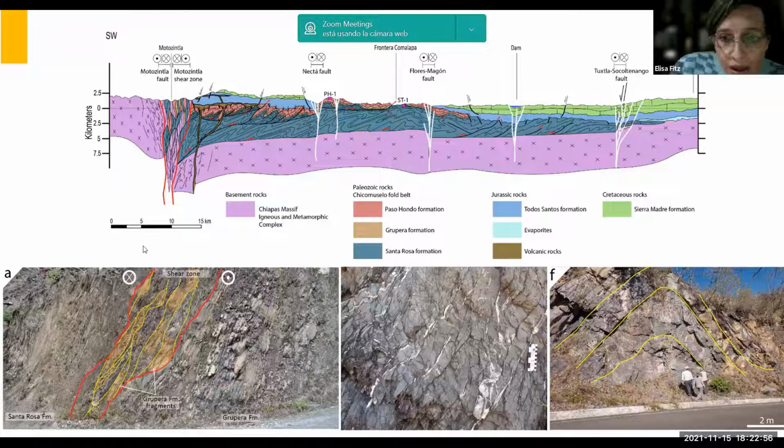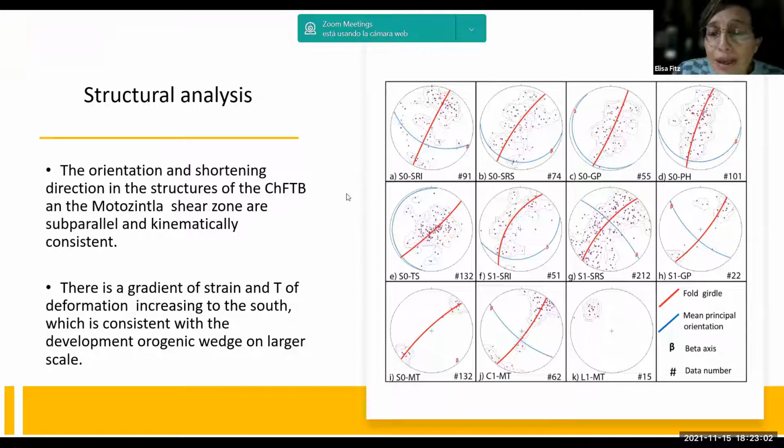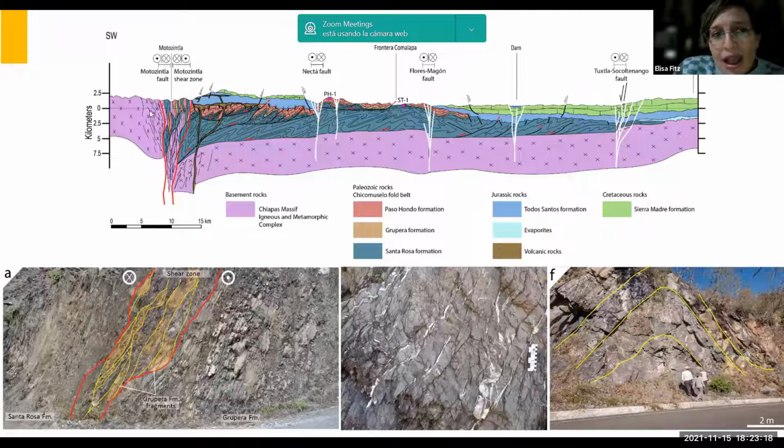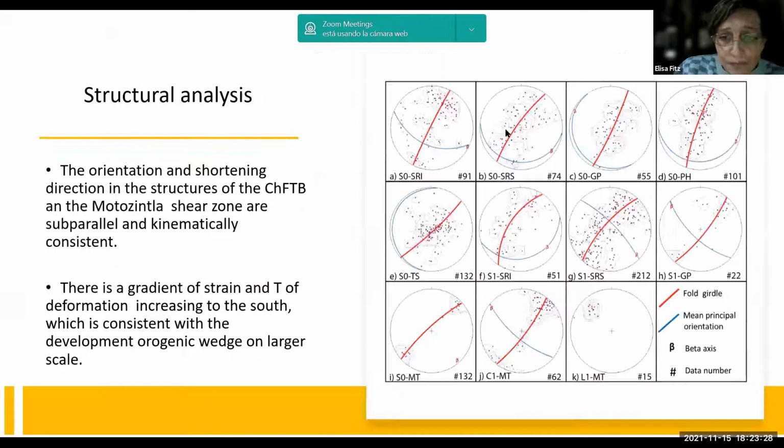So we carried that structural analysis to see if there was kinematic compatibility between the rocks in the fault-thrust belt and rock in the Motocintla shear zone. And yes, all of them are consistent with a direction of shortening from south to north. As you can see here, it has a reverse component as it permits that the rocks of the crystalline basement thrust over the Permian units, but this fault also has a dextral component. That's very important. So we have an oblique fault thrust belt.